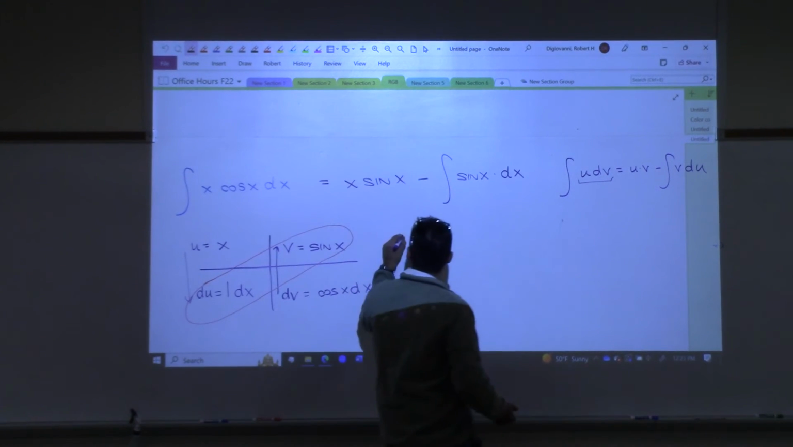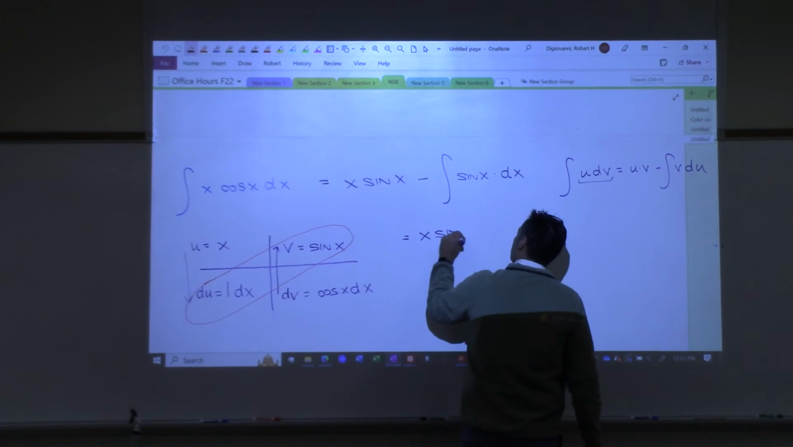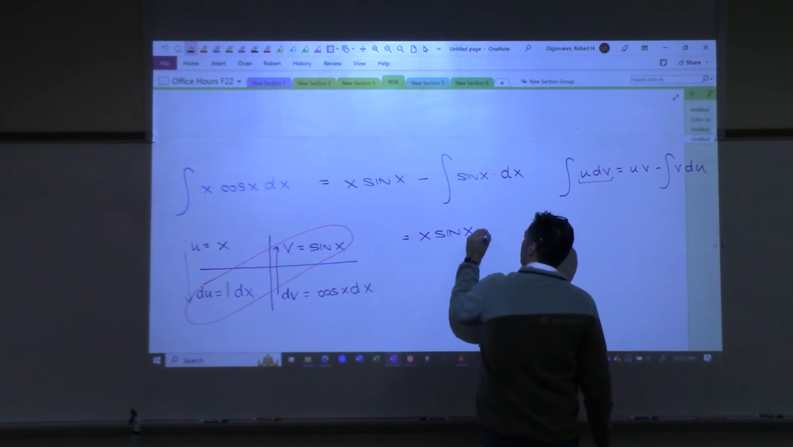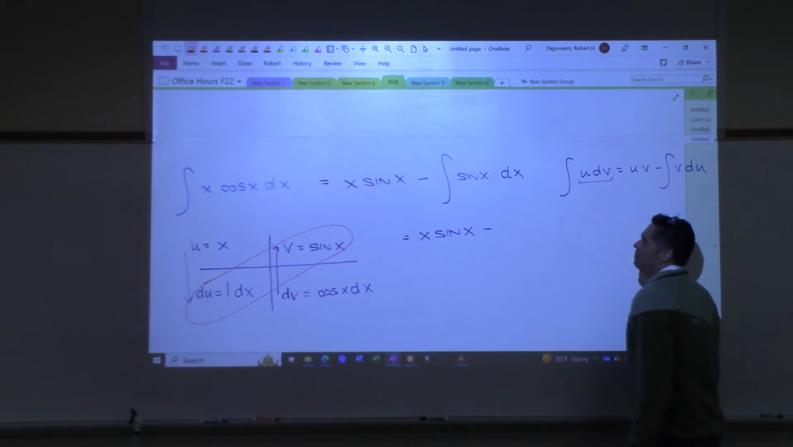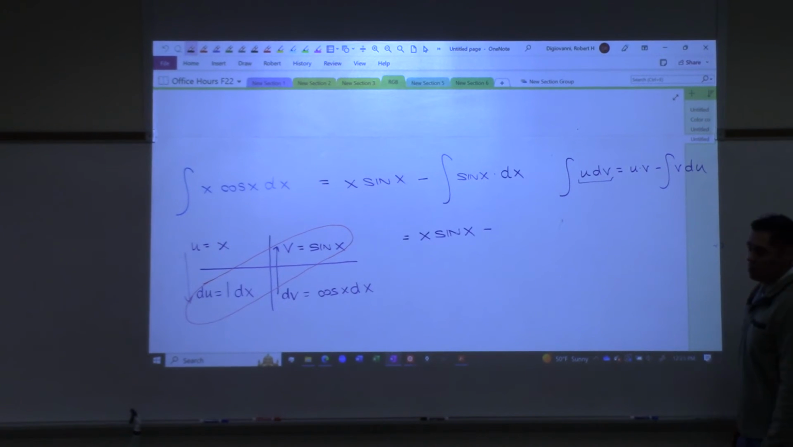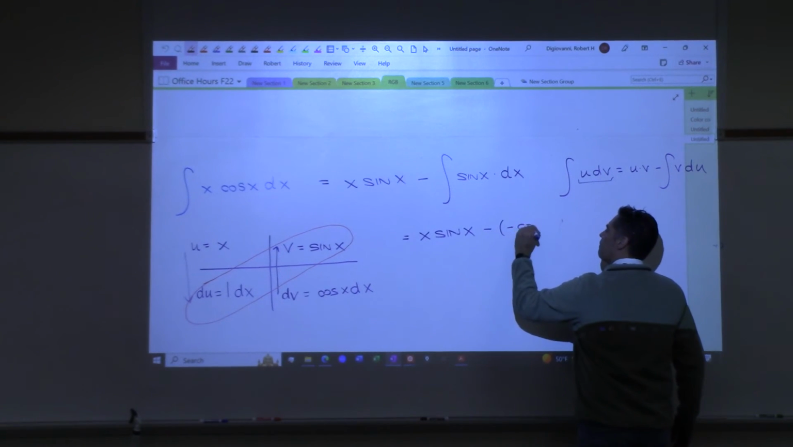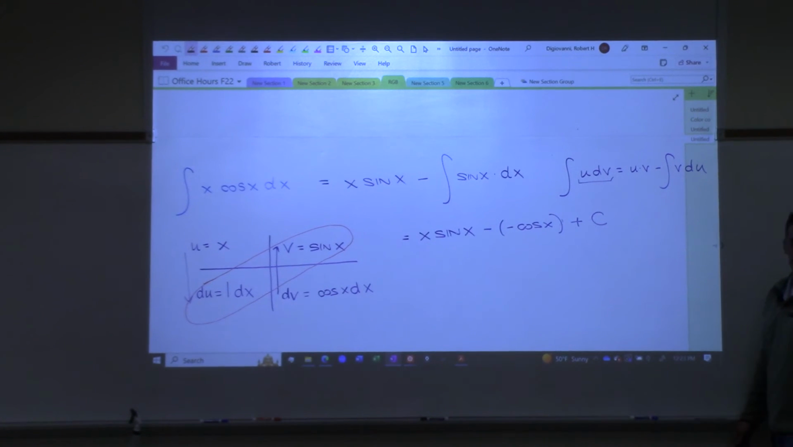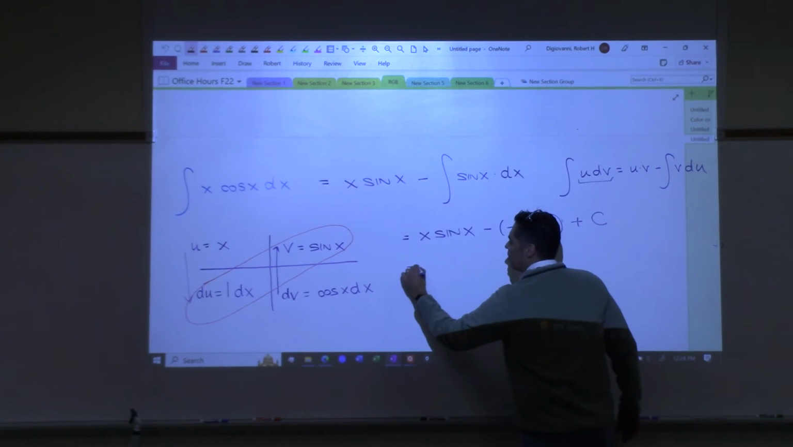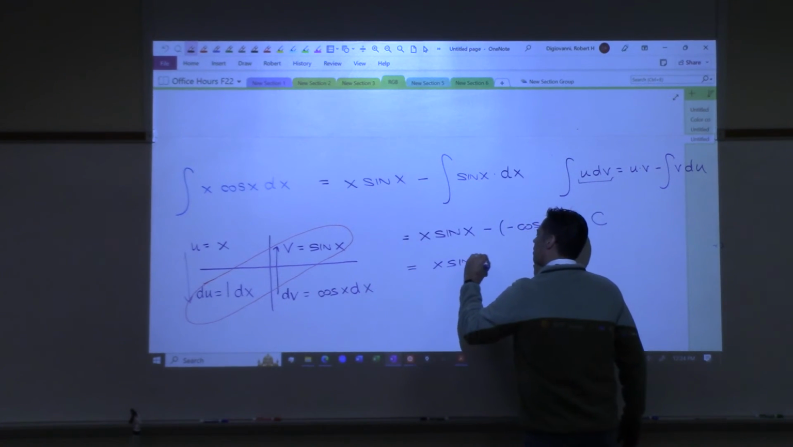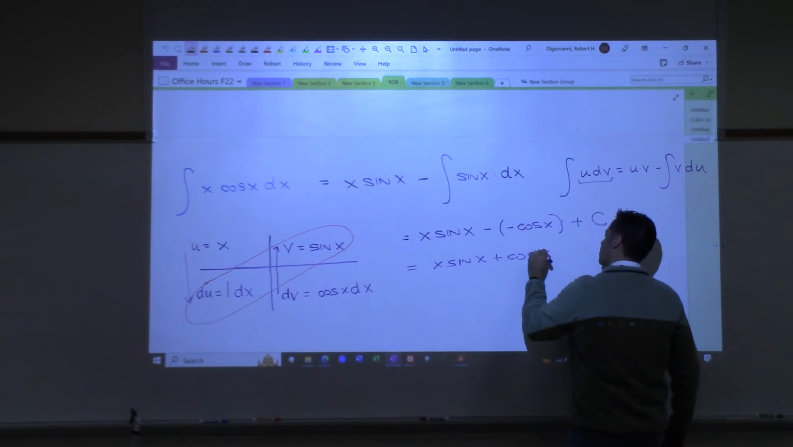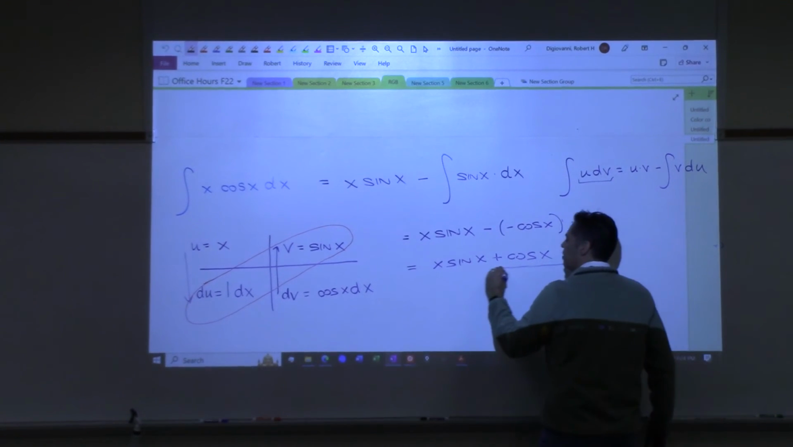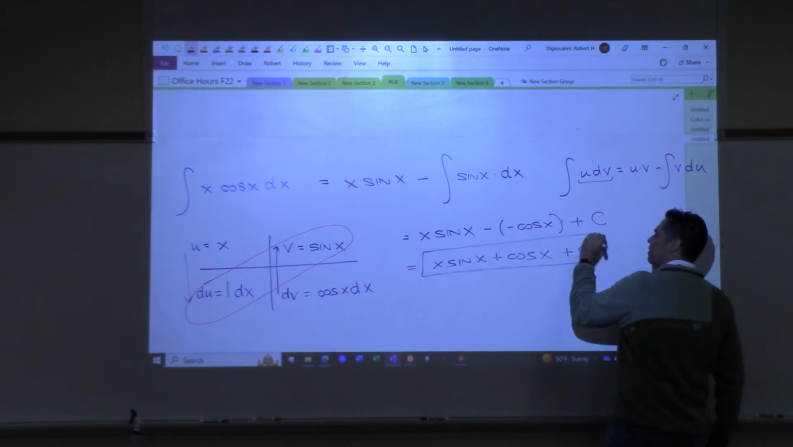So this now becomes x sine x, nothing changes out there, minus, what is the antiderivative of sine? Negative cosine. Plus c. You see? And that's equal to x sine x plus cosine x plus c. That is the antiderivative.